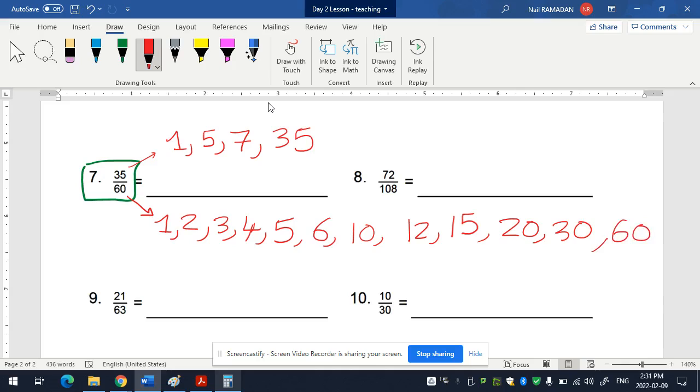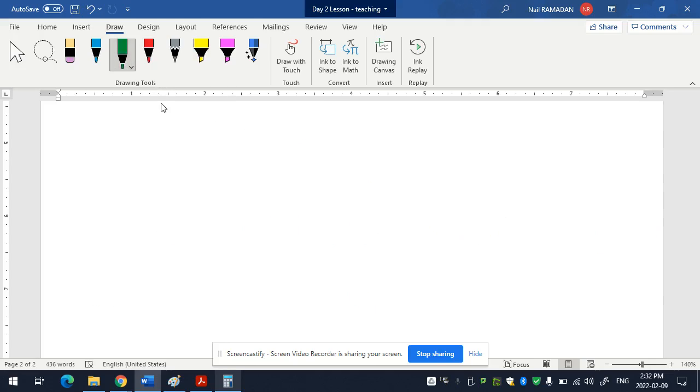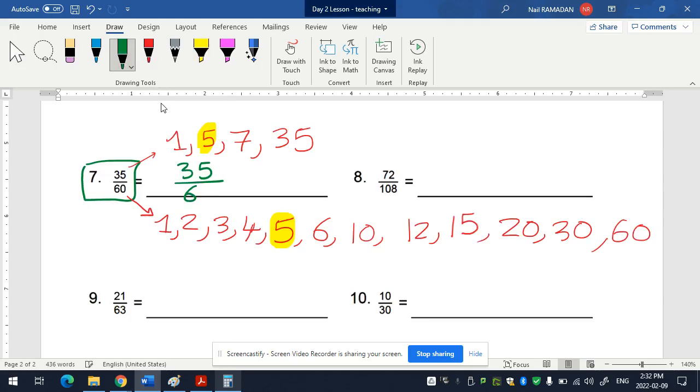What's the biggest number in both lists? No, no, in both lists. That happens to be in both. 5. Because 35 is not even here. 7 is not even here. Is 5 in both? And it's the biggest. So you highlight it, and we're done. 35 over 60. Divide by 5. Divide by 5. And it will never be smaller than that.